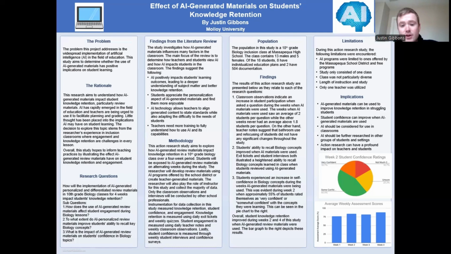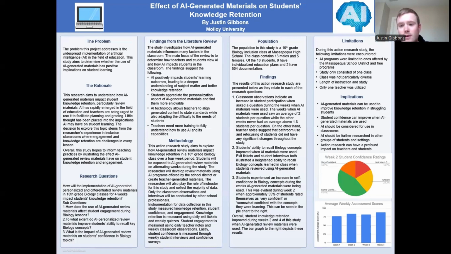Overall, student knowledge retention improved during weeks 2 and 4 of the study when AI-generated review materials were being used, which can be seen in the bar graph on the right. You can see weeks 2 and 4 having heightened scores for the weekly assessments when we were testing students' knowledge retention for what they learned during the week.